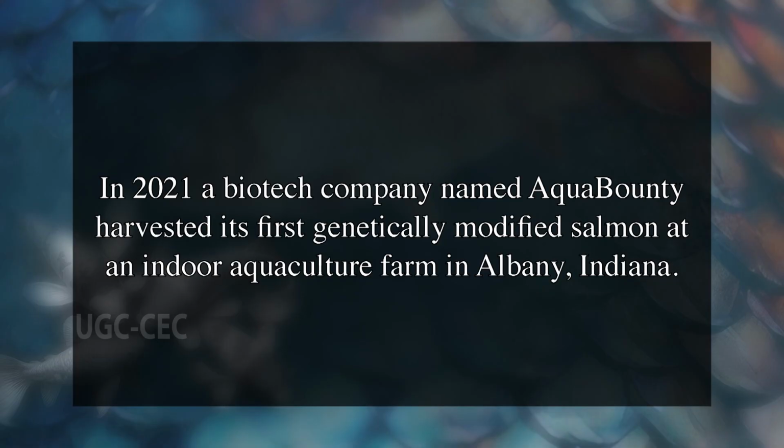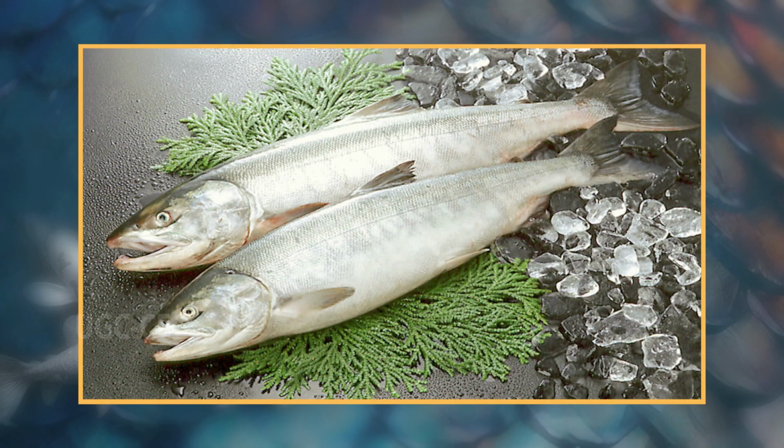In 2021, a biotech company named Aqua Bounty harvested its first genetically modified salmon at an indoor aquaculture farm in Albany, Indiana. Such fish grow twice as fast as wild salmon, reaching market size in 18 months rather than 36, and are promoted as having a lower carbon footprint than traditionally farmed salmon.